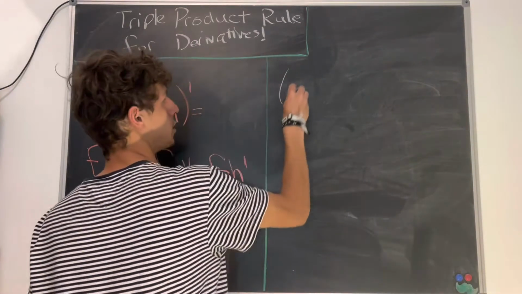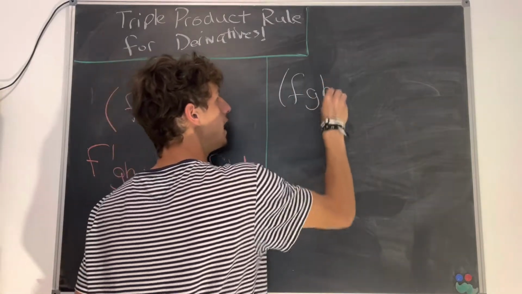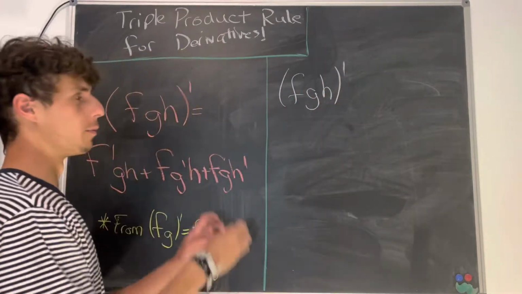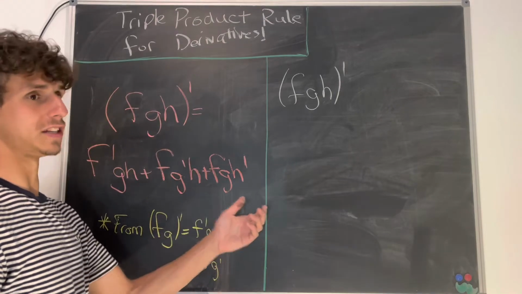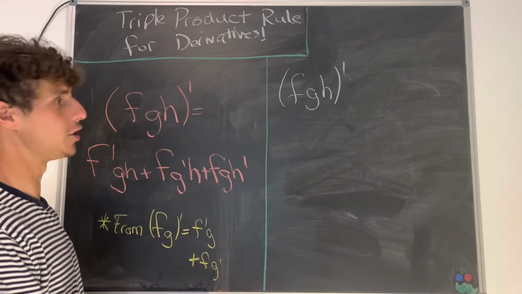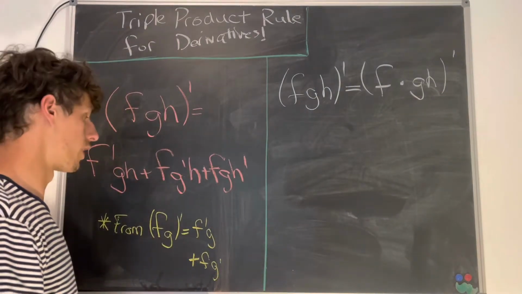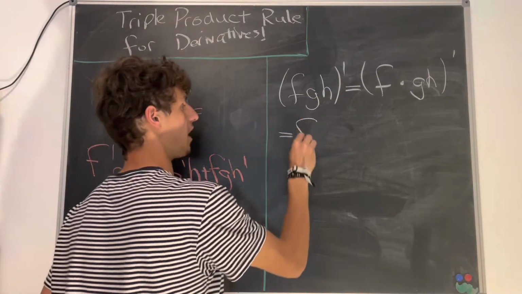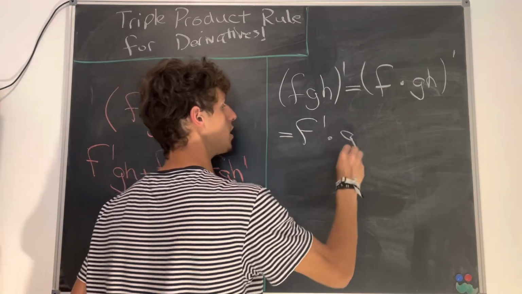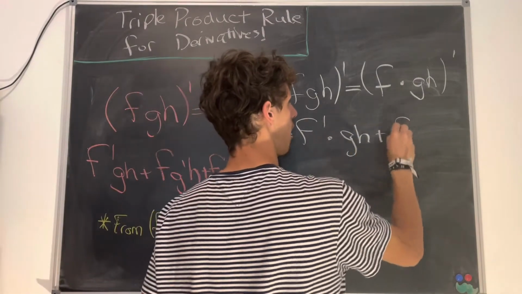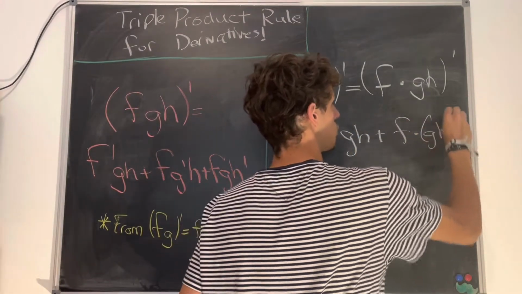So first we want to take the derivative of fgh, but then we'll split this into two functions. We'll split it into f being our first function and gh being our second function. But now we want to use the normal product rule that I have in yellow down here. So we'll have f prime times gh plus f times gh prime.